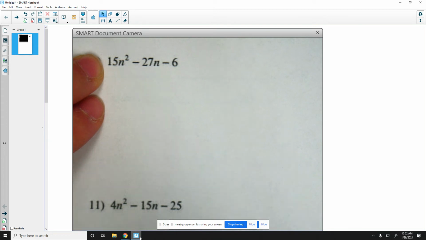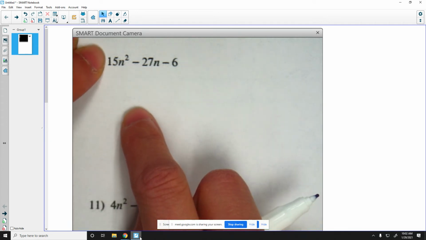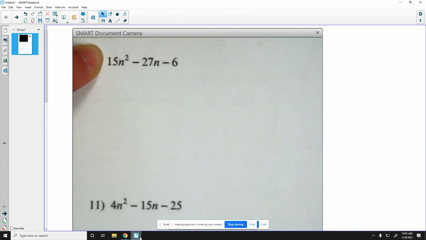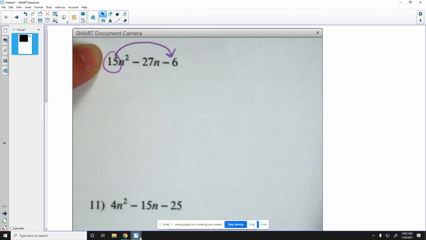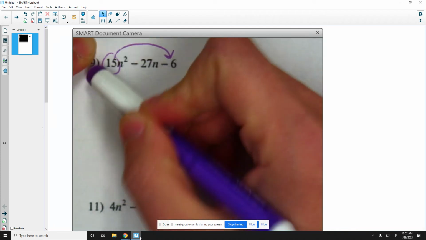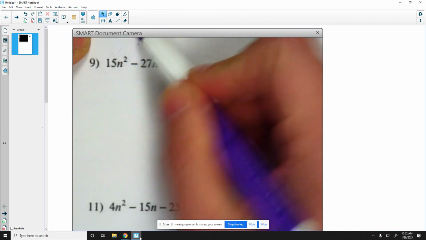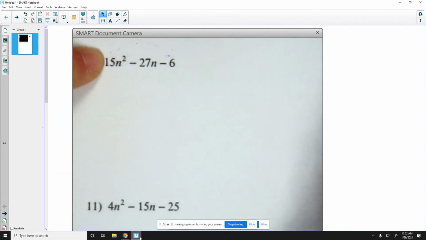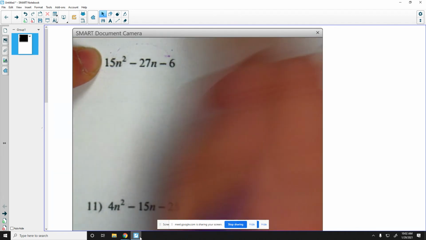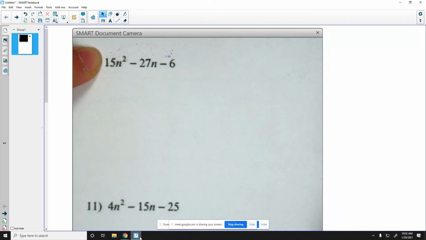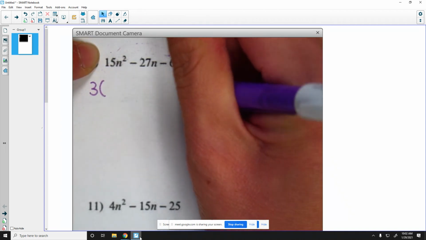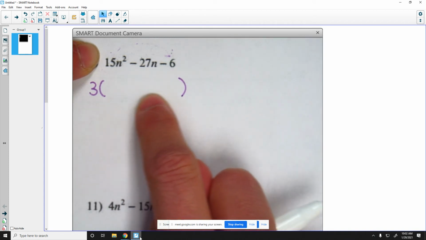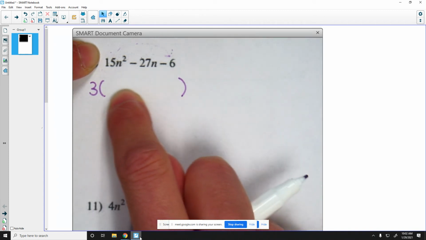We haven't taken out any GCFs yet today. And I worry that you guys forget. You have to take out a GCF if there is a GCF. Because if I took this 15 and multiplied it by the 6, I would get the wrong answer. So if you can take out a GCF, you have to. All right, online kids, what's the GCF here? 3. Yeah, 3. So 3 is the biggest number that I can take out. So somebody different online, can you tell me what I have to write in the parentheses?